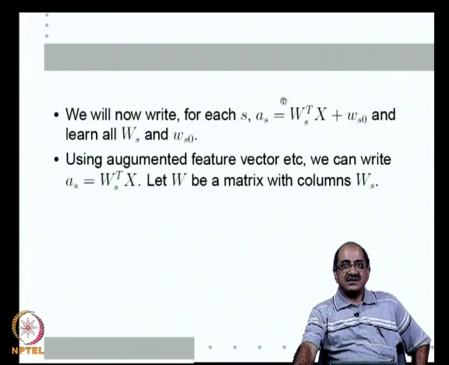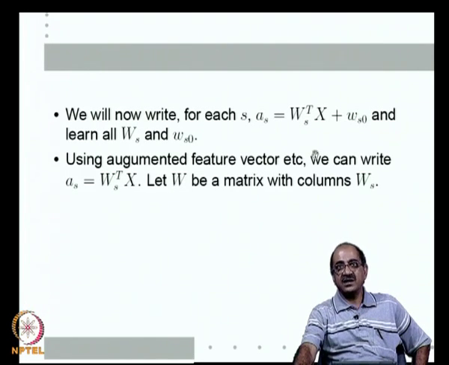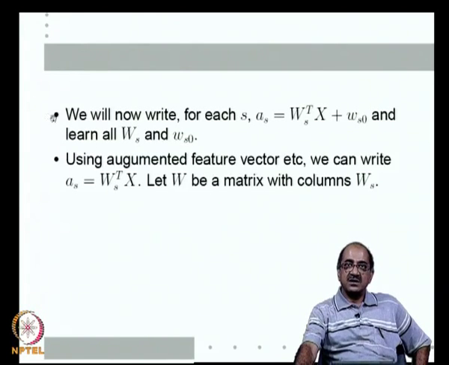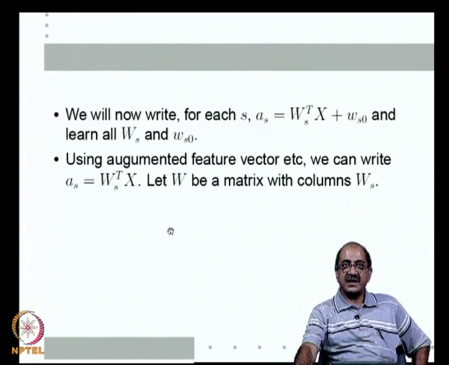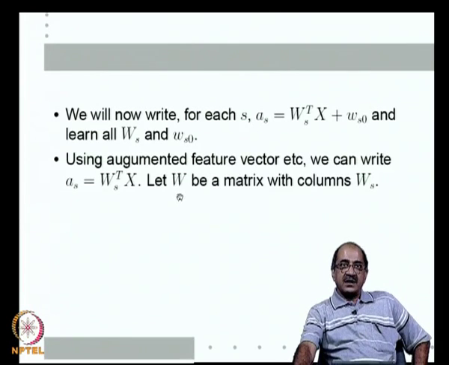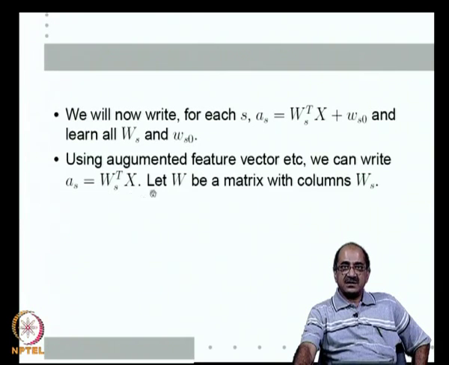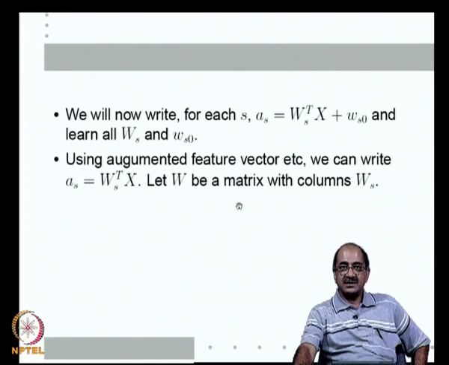As we have already seen enough number of times, all such affine functions can once again be written simply as W transpose X. We use the augmented feature vector. So, essentially we will call it W tilde and X tilde and write Ws tilde transpose X tilde. But as we have been doing so far in this course, we mentally assume that we have done augmentation and use the same symbols. So, we might as well write As as Ws transpose X. So, each Ws is a vector now augmented with an extra component Ws0. Now, let capital W be a matrix whose columns are the Ws.